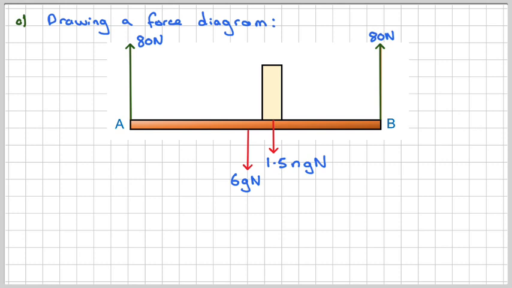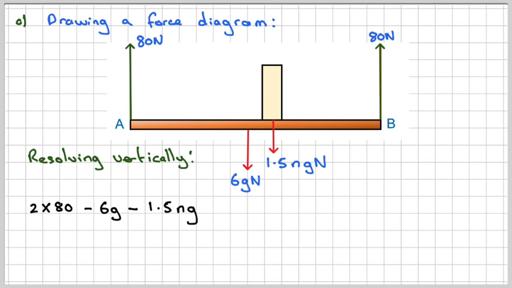If we now resolve vertically, going upwards we've got 2 times 80, and downwards we've got to take away 6g, and then take away 1.5ng, and because it's all in equilibrium, that will be equal to 0. This is just at the point of breaking.